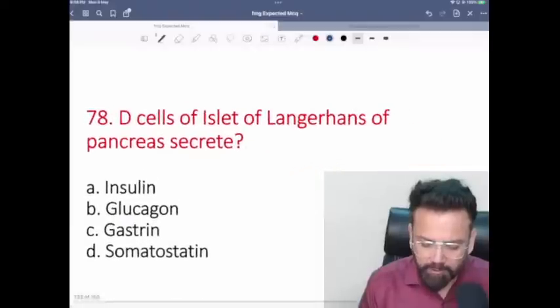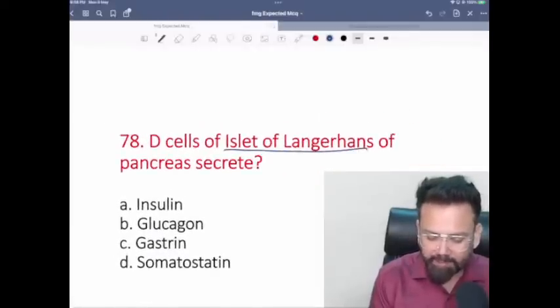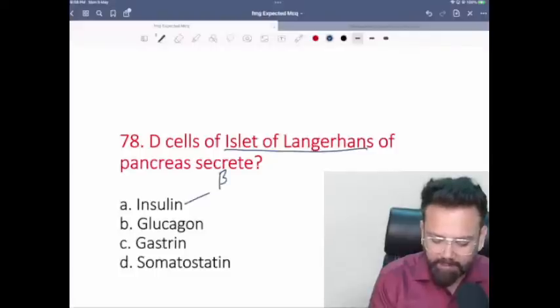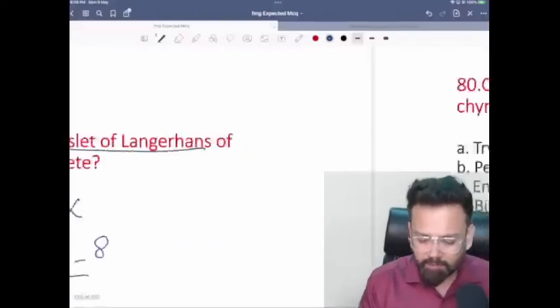Very good. Delta cell of islet of Langerhans secrete what? Insulin is by beta cell. Glucagon is by alpha cell. Somatostatin is by delta cell. Simple.